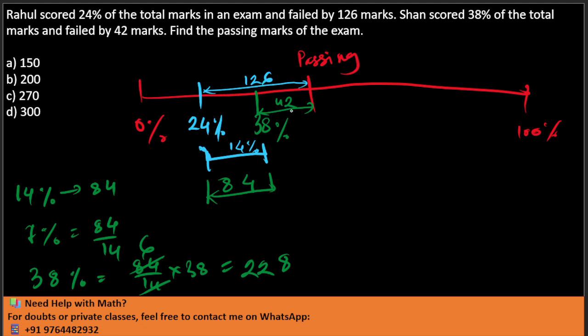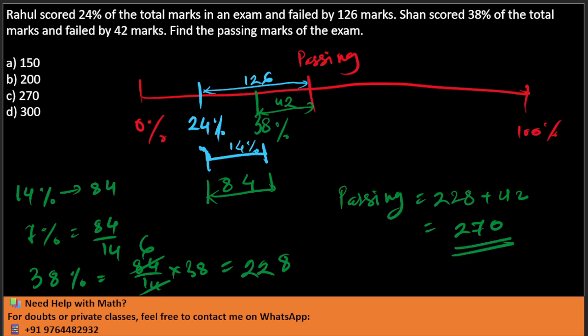Okay, so for passing we have to add 42 marks, right? So for passing marks, 228 plus 42, and that is equal to 270. All right, so option C.